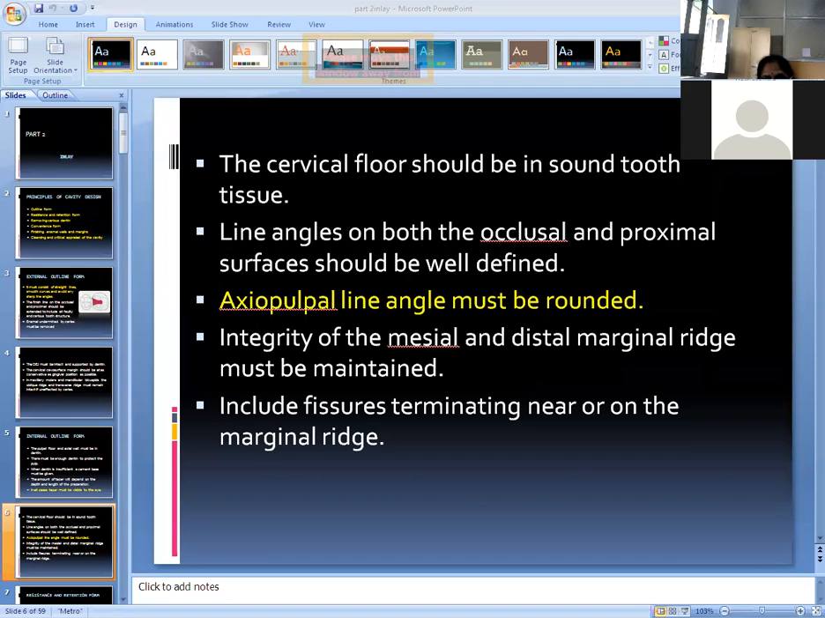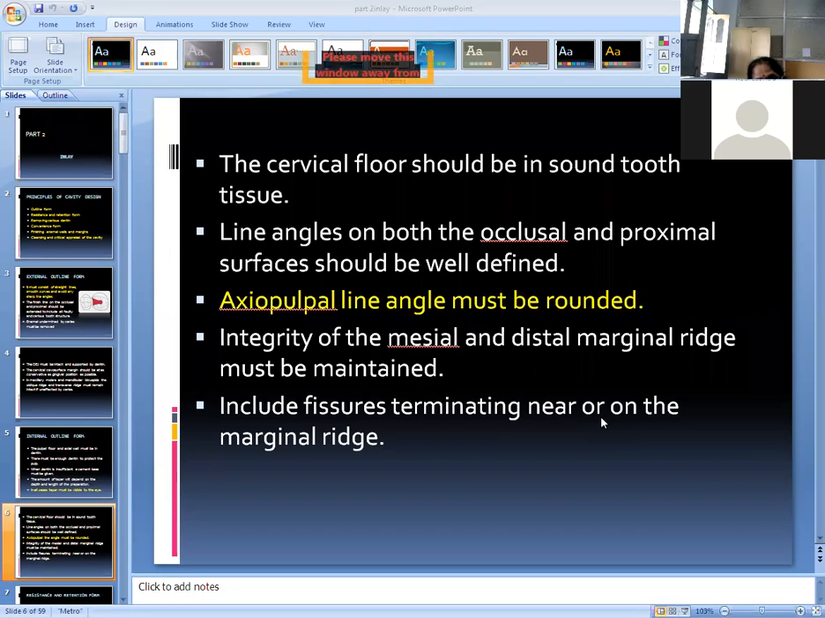And whatever line angles you are taking, whether in the occlusal or proximal surfaces, they should be well defined. Once you see the cavity, your line angles, point angles, and whatever occlusal or proximal surfaces you are preparing should be defined. They should be seen as a box. The axiopulpal line angle should be rounded. The junction of the axial wall and pulpal floor should be rounded, that means it will have a slight bevel, so that the forces are distributed and it will not get fractured.